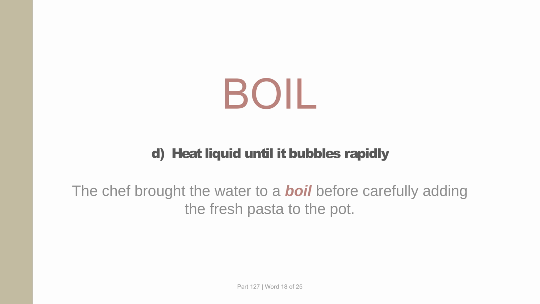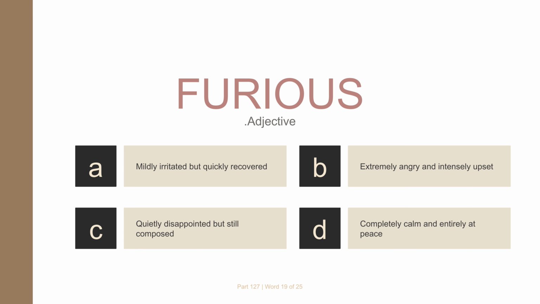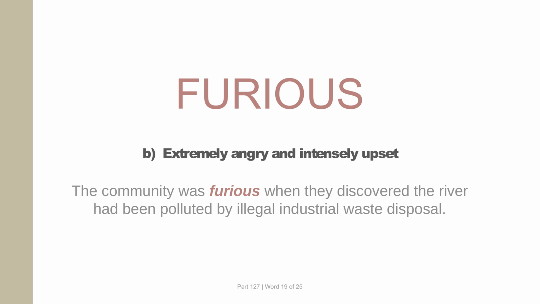Question 19. What is the meaning of furious? Option A. Mildly irritated but quickly recovered. Option B. Extremely angry and intensely upset. Option C. Quietly disappointed but still composed. Option D. Completely calm and entirely at peace. Correct answer, option B. The correct meaning of furious is extremely angry and intensely upset. Example: the community was furious when they discovered the river had been polluted by illegal industrial waste disposal.